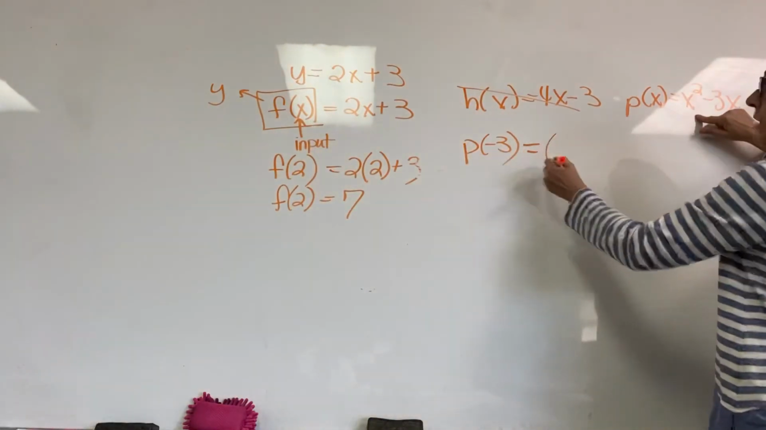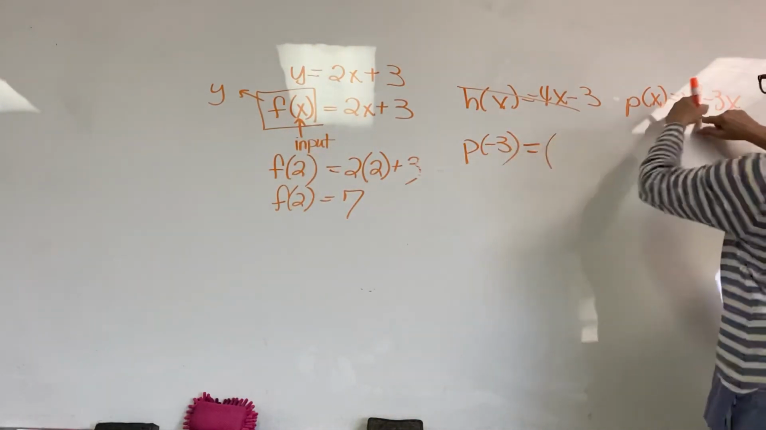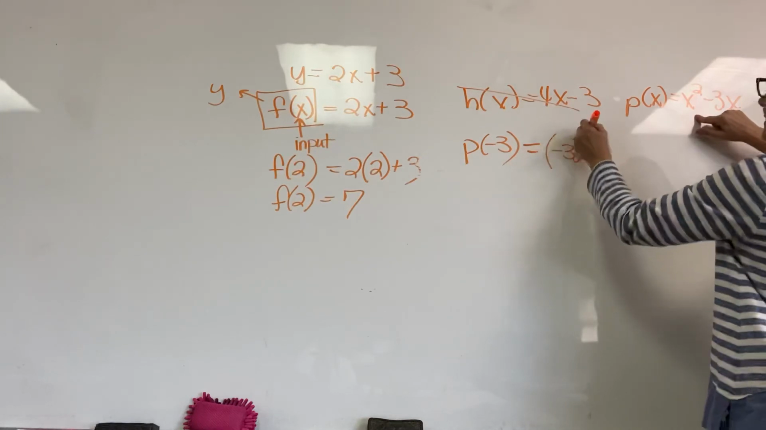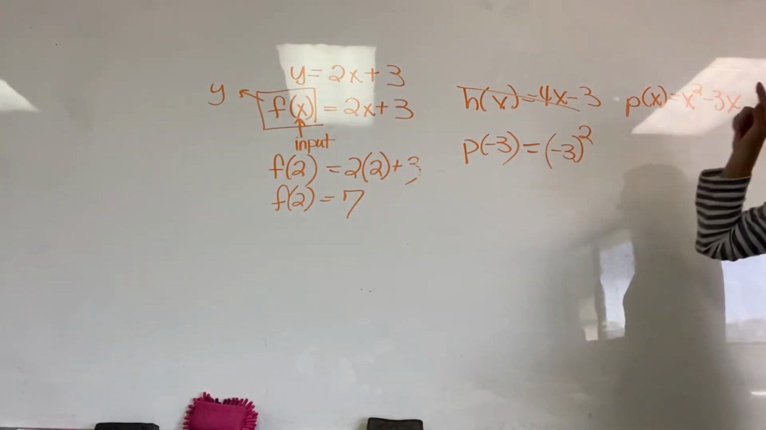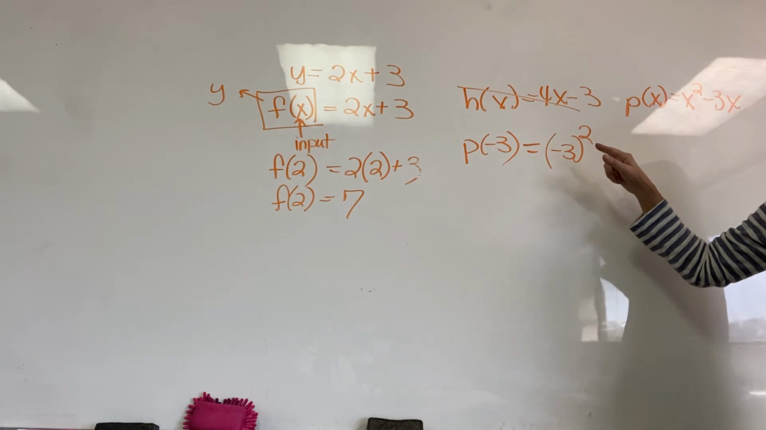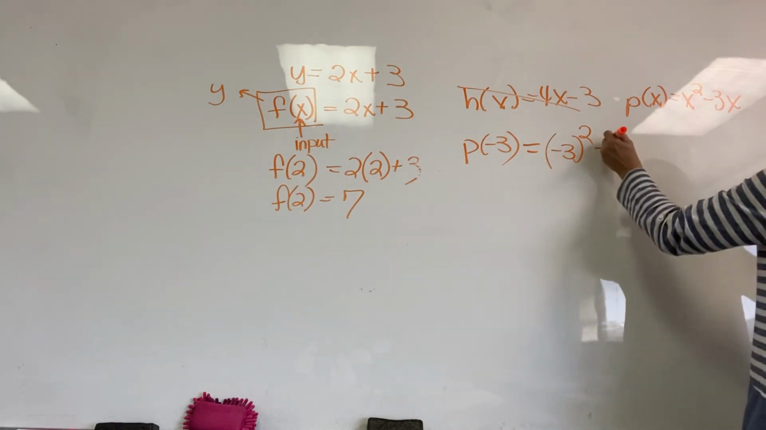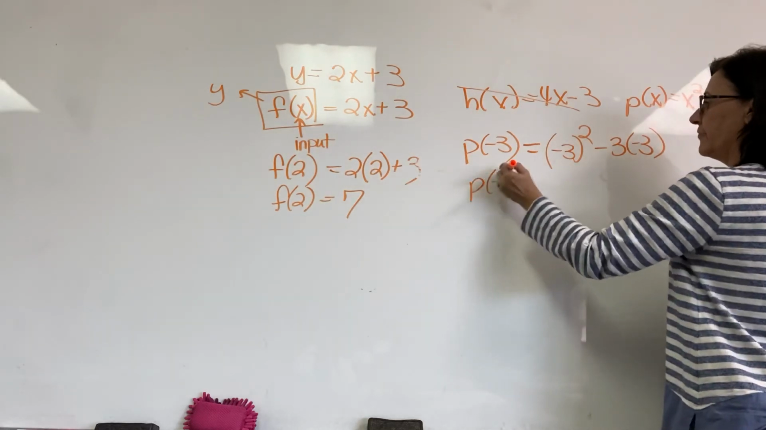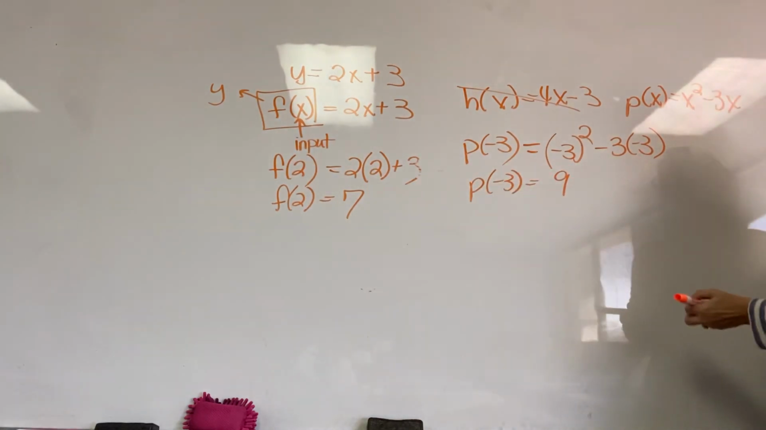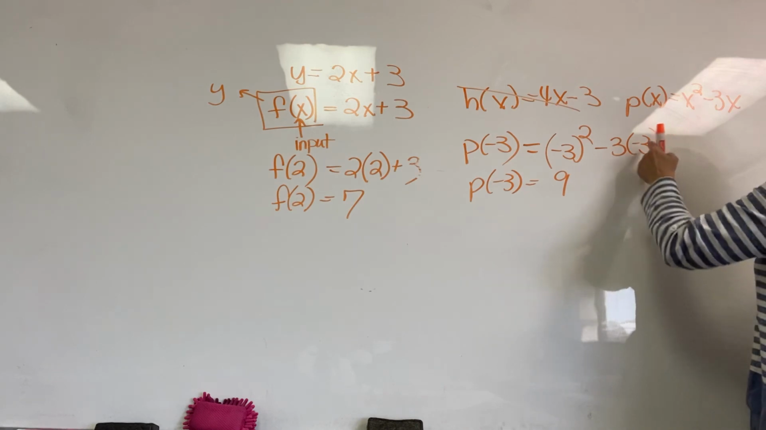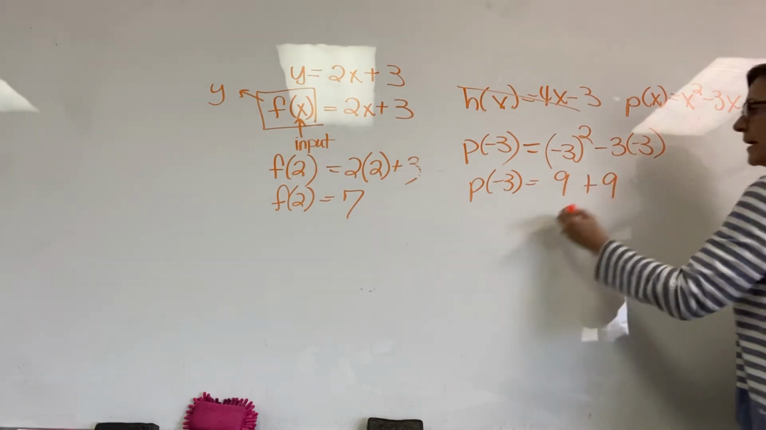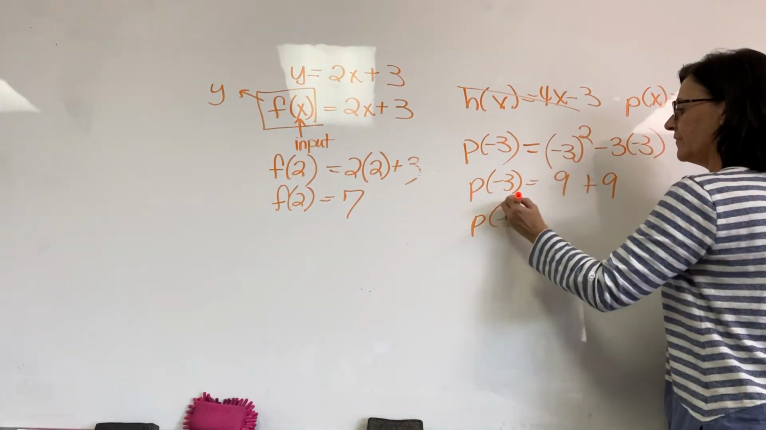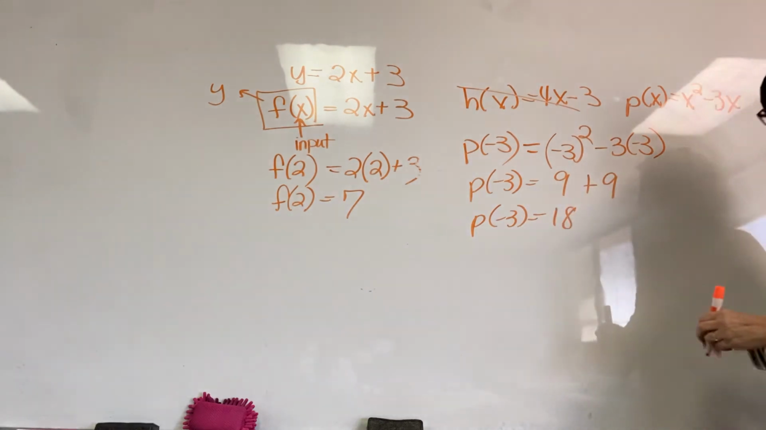All right, so look, when I plug it in, this value is going to be squared. It always goes in parentheses. When I plug in a negative value and square it, it's always going to be positive. So p of -3. -3 squared is positive 9. -3 times -3 is also positive 9. So p of -3 is 18.